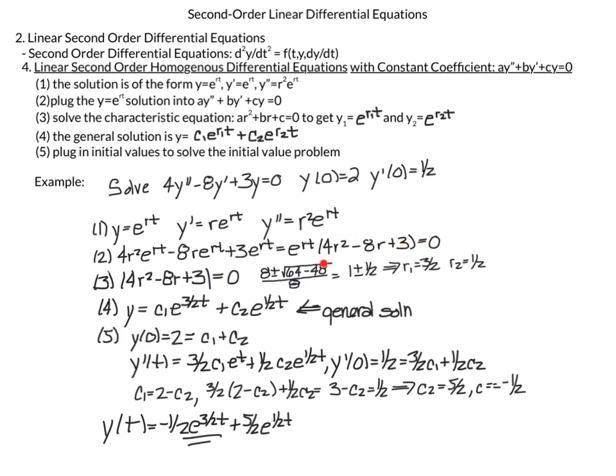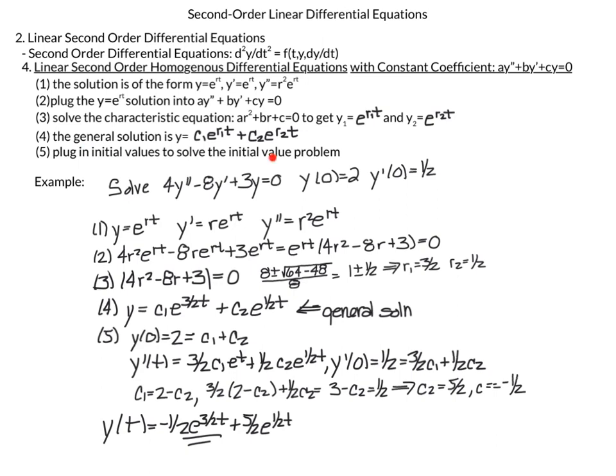Solving for the roots, I use the quadratic formula. Is that what it's called, the quadratic formula? Yes, it is. Okay, I get r1 is equal to 3/2 and r2 is equal to 1/2. So my general solution is equal to c1 e to the 3/2 t plus c2 e to the 1/2 t.